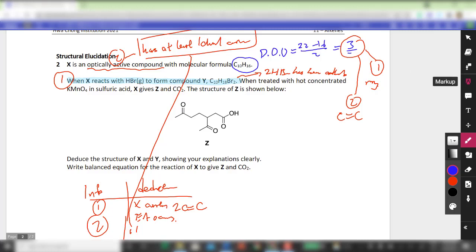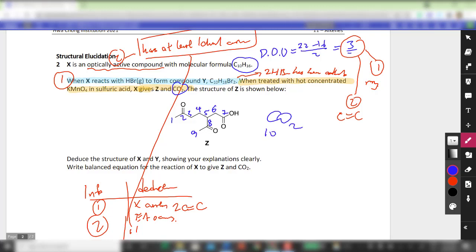The second clue they gave you was that when treated with concentrated KMnO4 with sulfuric acid, X gives Z and CO2. The most important detail here is that X gives Z and CO2. If we were to calculate the number of carbons in Z, that will be 1, 2, 3, 4, 5, 6, 7, 8, 9. So you realize that there are 9 carbons in total. Sorry, there's one carbon missing. The missing carbon is actually CO2. So the CO2 is carbon number 10.